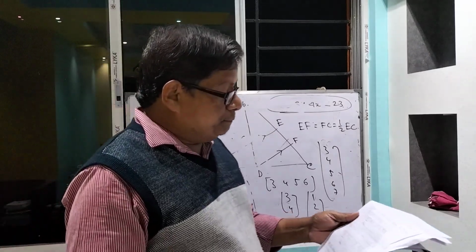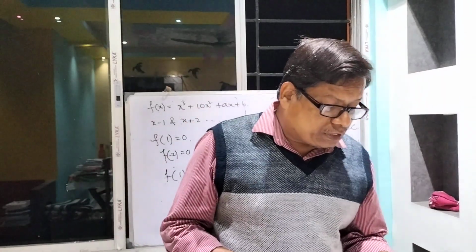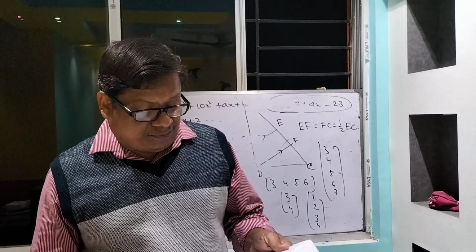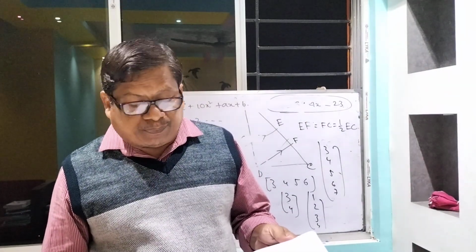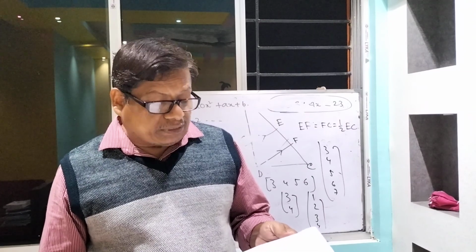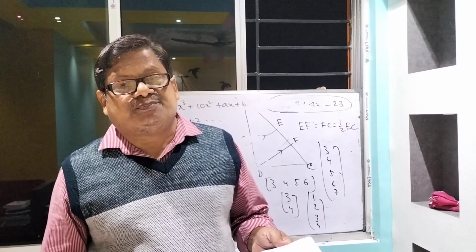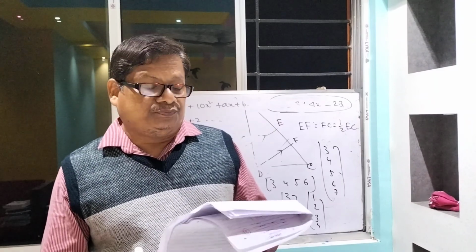And the remaining question, x is 2y, is given. A very easy sum. It is a quadratic equation, so the discriminant equals 0 to find the value of m. B square minus 4AC equals 0.